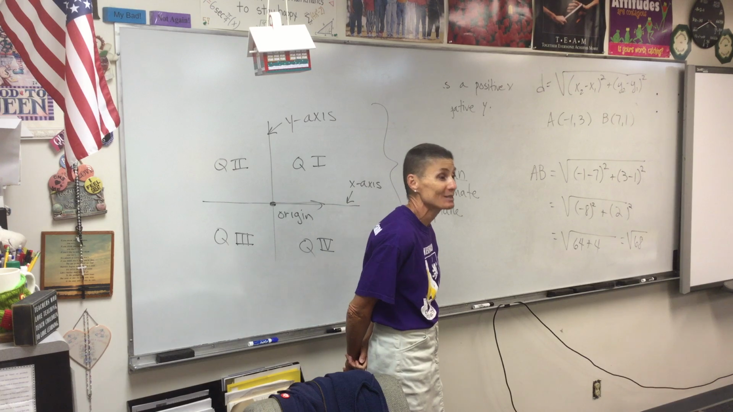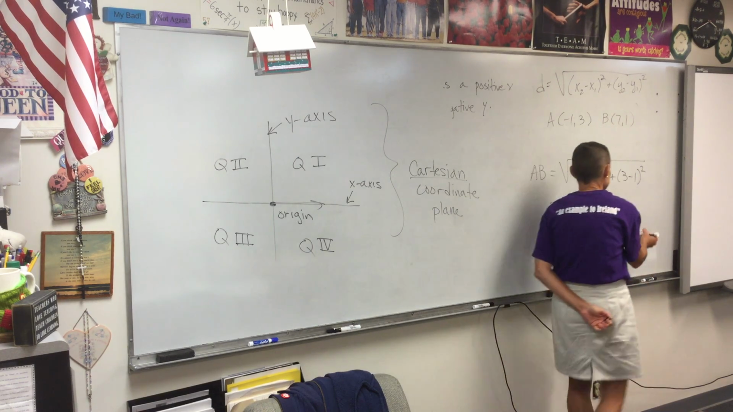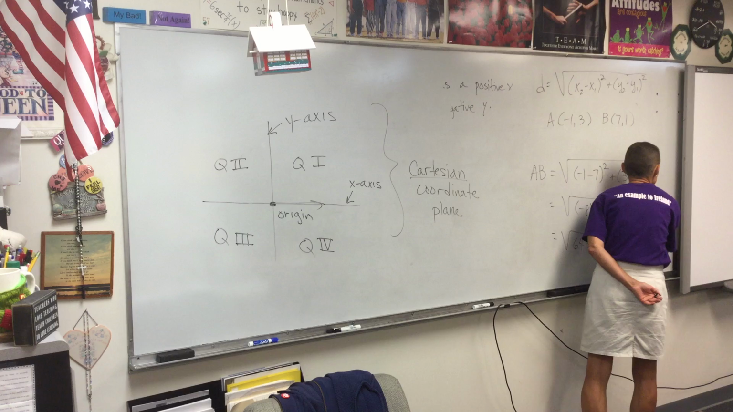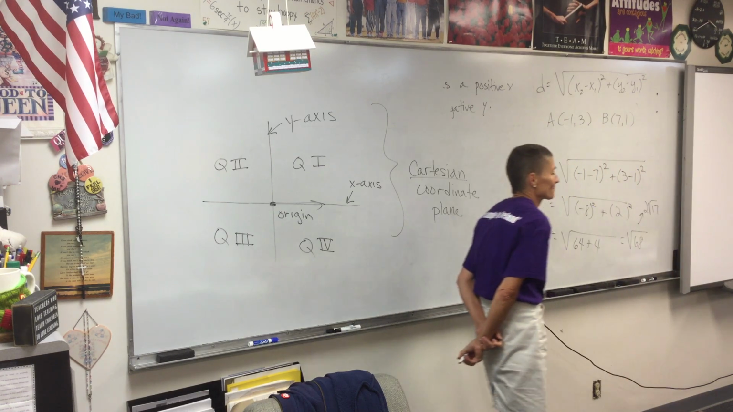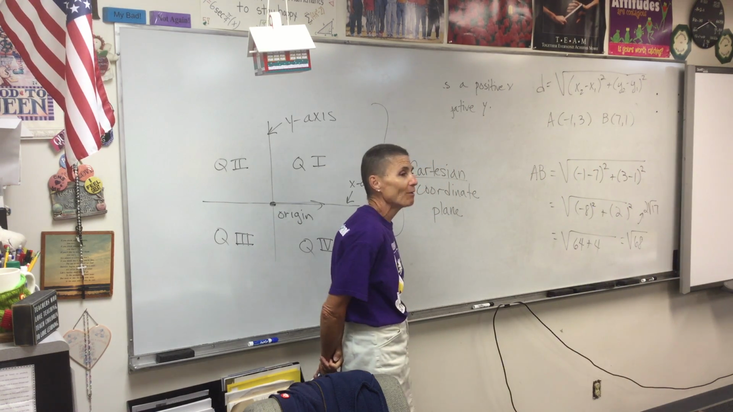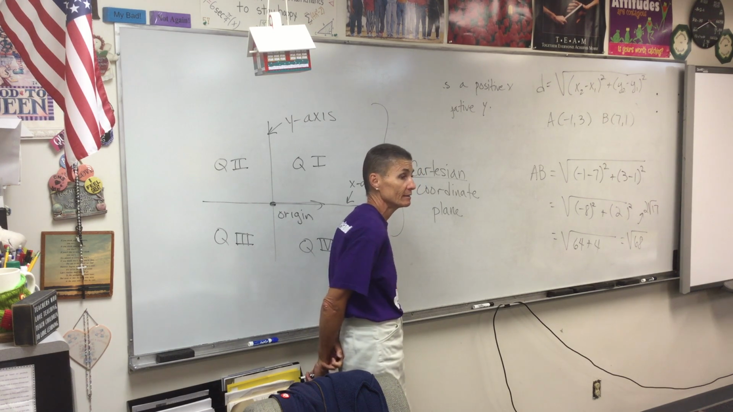2 root 17. Sorry, 2 root 17, that's what I had. 2 root 17. Now, how did he do that? Do you know how he did it? He's right. Do you know how he did it?